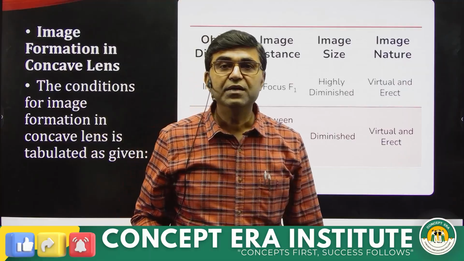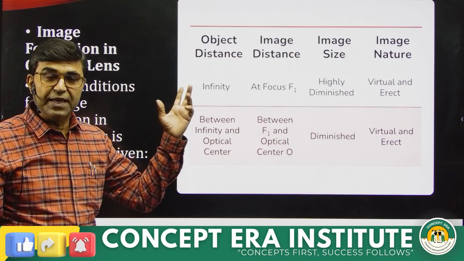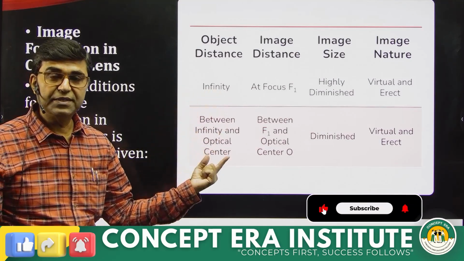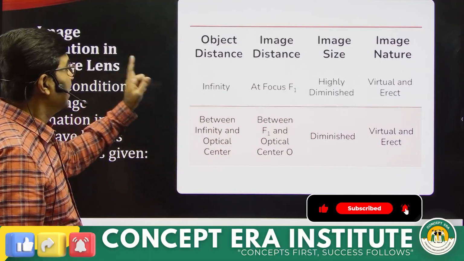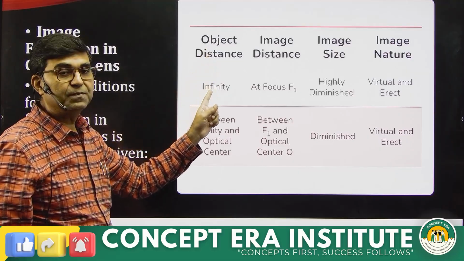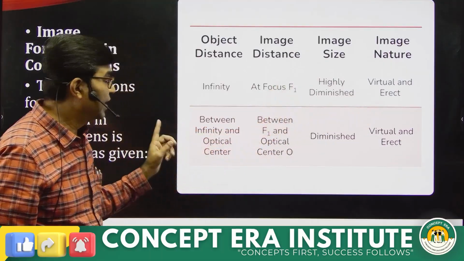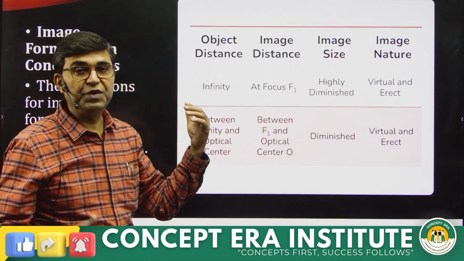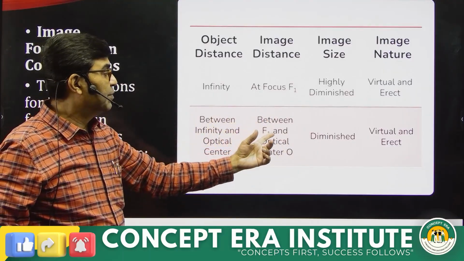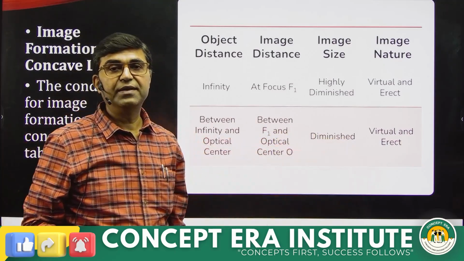Image formed in the concave lens. Concave lens is a diverging lens. And remember one thing always, that in case of concave lens, the image is always virtual, erect and diminished. There are two cases mentioned in your textbooks. When the object is at infinity, image is at focus, highly diminished, virtual and erect. And if the object is placed anywhere between infinity and the optical center, the image will be between focus and optical center, diminished, virtual and erect.